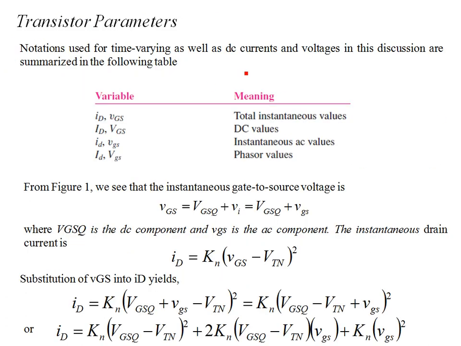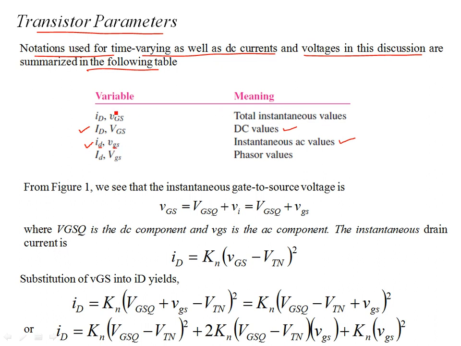Before we develop a small signal model, let's talk about some transistor parameters and the notation. The notations used for the time varying as well as DC currents and voltages in this discussion are summarized in the following table. As I explained previously, for DC values we have uppercase I and V, since we are talking about currents and voltages such as the drain current, output voltages, or the gate source voltages. So everything is uppercase: I is uppercase, V is uppercase, subscripts are uppercase. For instantaneous AC components, everything is lowercase: i, v are lowercase, subscripts are lowercase.